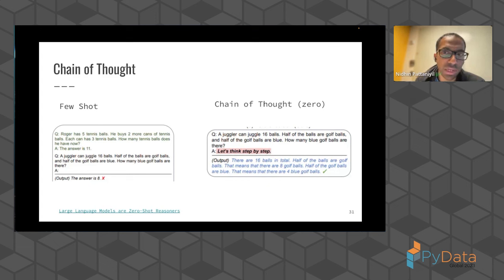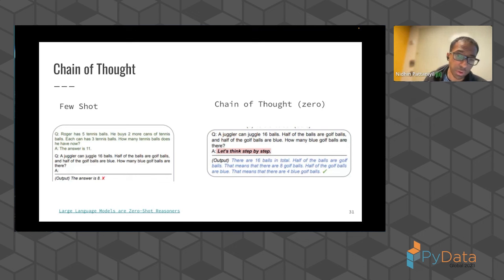The other kind of prompting thing is, the model is trained to generate the next token, but because of that, it might sometimes be greedy, and it might generate a token that might not be completely valid. So this is a reasoning exercise here. If we take a look at this example, we have a juggler who can juggle 16 balls, and half of the balls are golf balls, and half of those golf balls are blue. And the question is, how many blue golf balls are there?